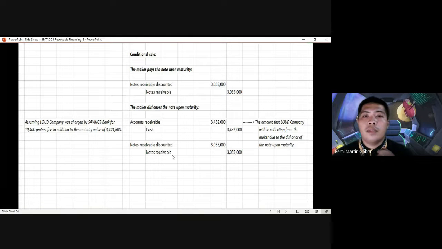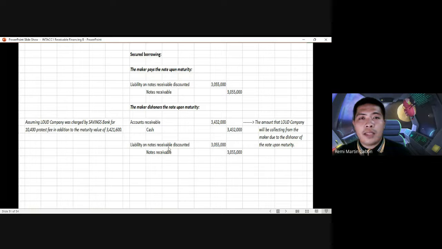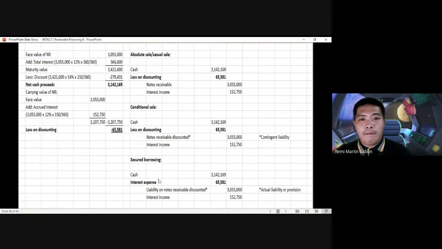Okay? So yan. Kapag naman secured borrowing, almost the same lang yung journal entry, magkakaiba nga lang sa account na ide-debit. Kasi dito yung ide-debit kapag secured borrowing, yung liability on notes receivable discounted. Pattern yan dito kanina. Okay? So dito, liability talaga yung nirecognize natin. So meron tayong i-represent na liability on notes receivable discounted account sa FS. Okay? Sa balance sheet.